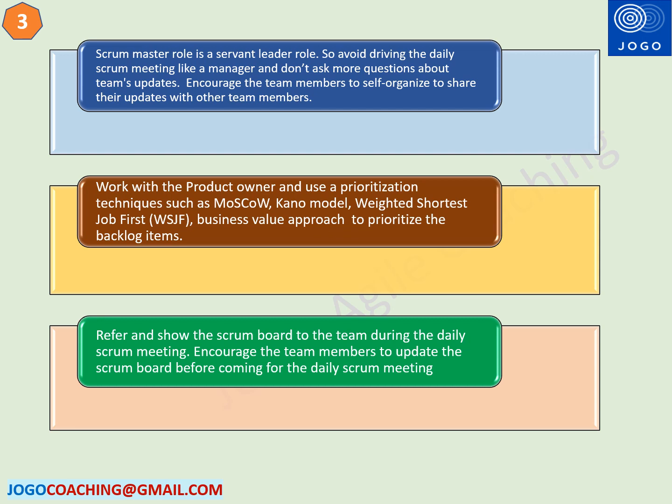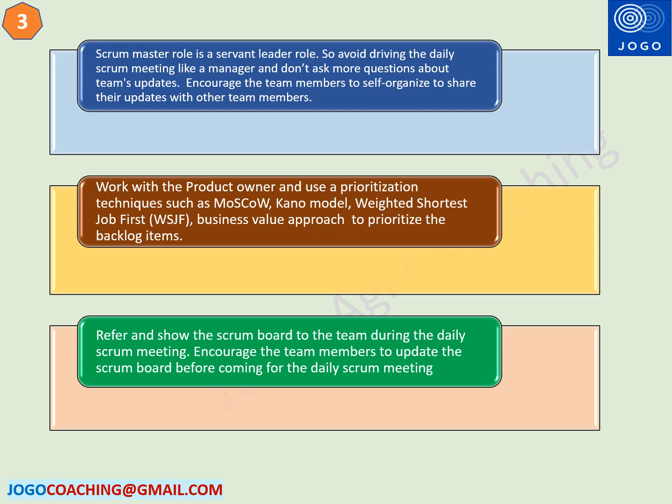The next best practice is related to leadership. Scrum Master role is a servant leadership role. So avoid driving the daily Scrum meeting like a manager and don't ask more questions about team's work status. Encourage the team members to self-organize to share their updates with other team members.